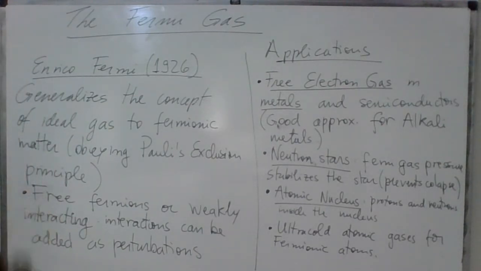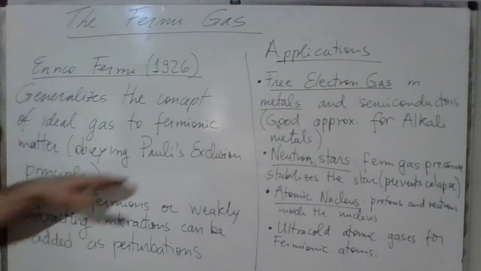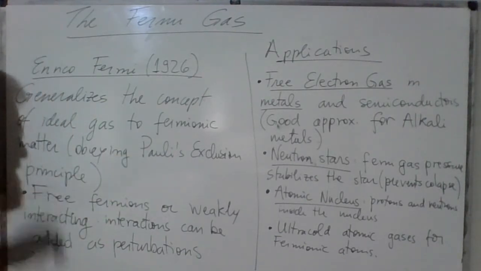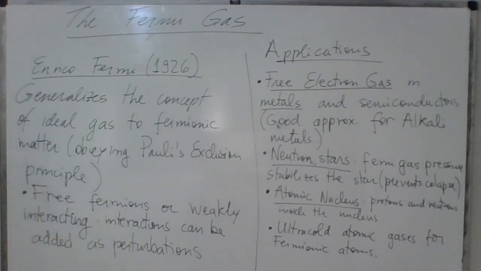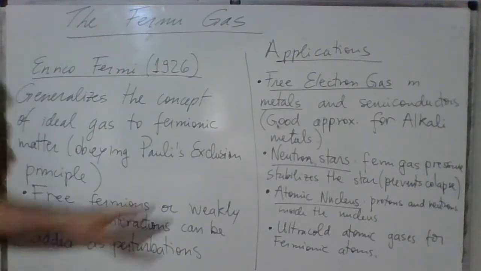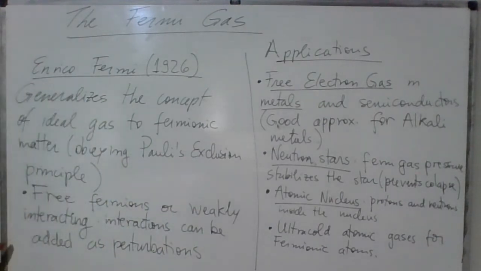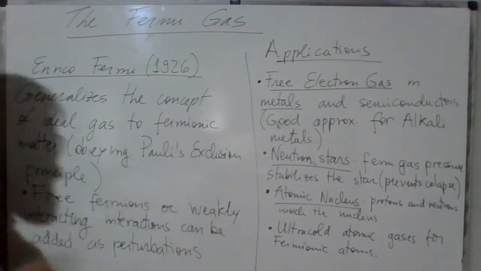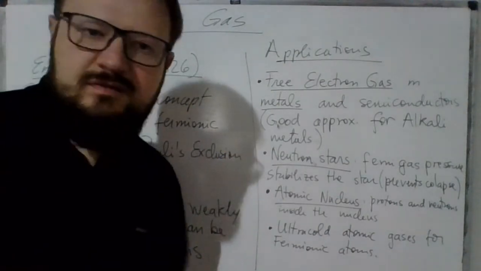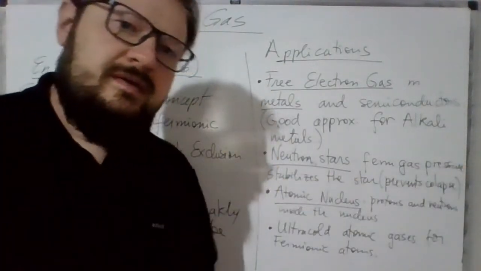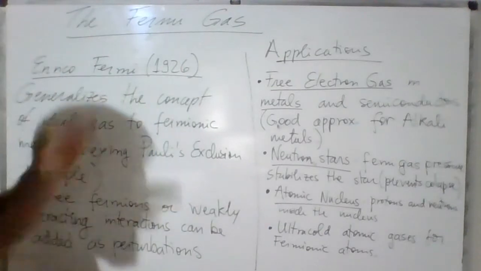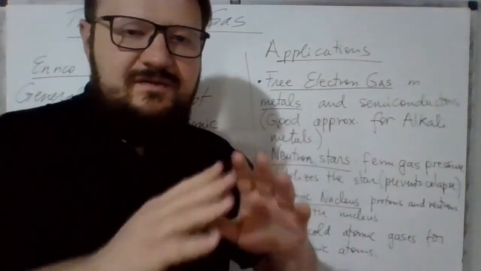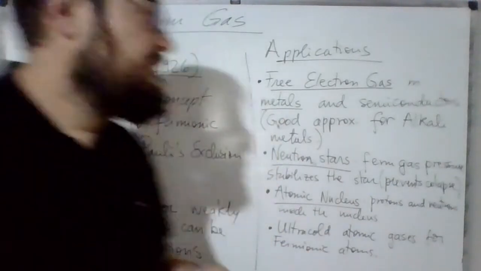So Fermi did that. He considered the Pauli exclusion for an ideal gas of free particles. In this case, we nowadays call them fermions. So it's a gas of free fermions, or at least weakly interacting fermions. Interactions can be dealt with as a perturbation in the next order correction. Okay, so at first you consider a gas of free particles or free fermions.